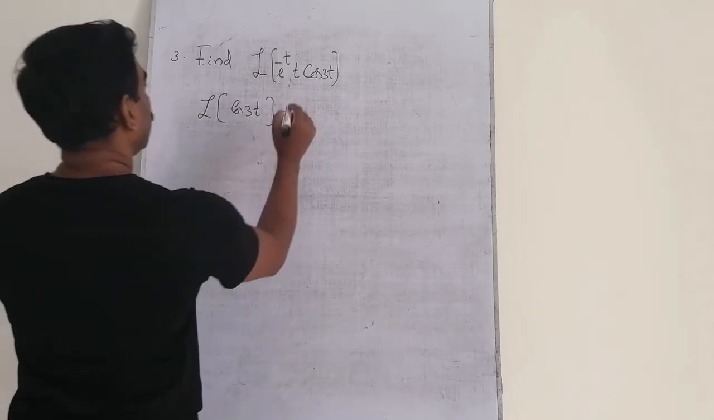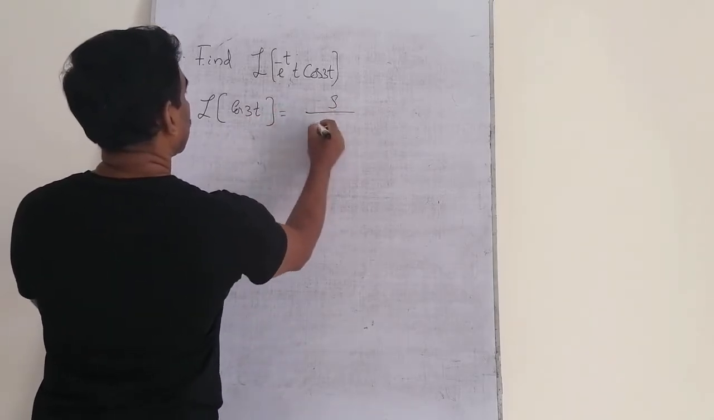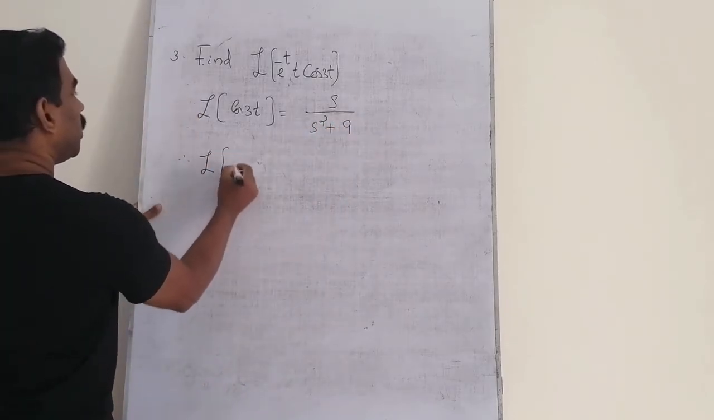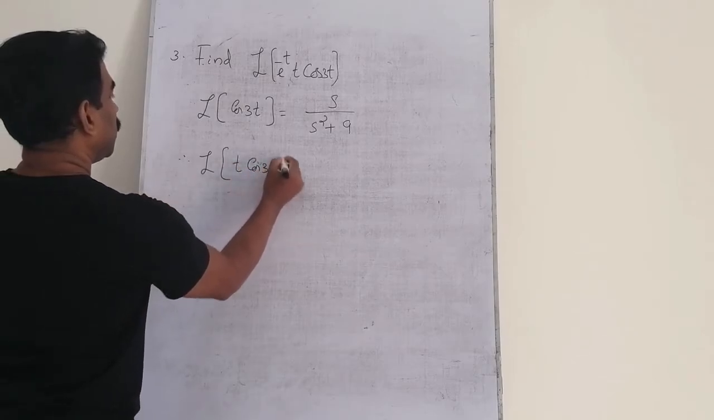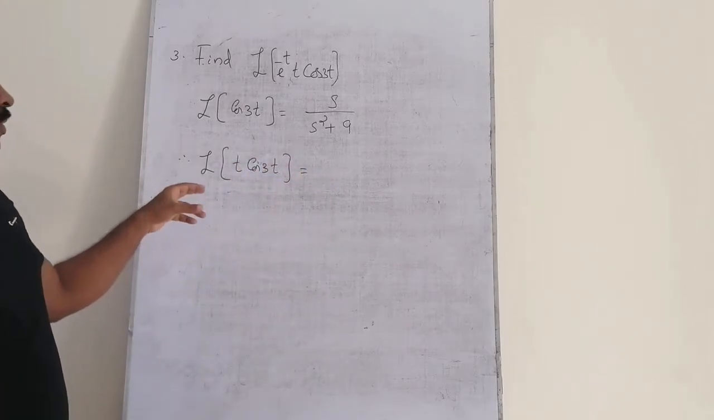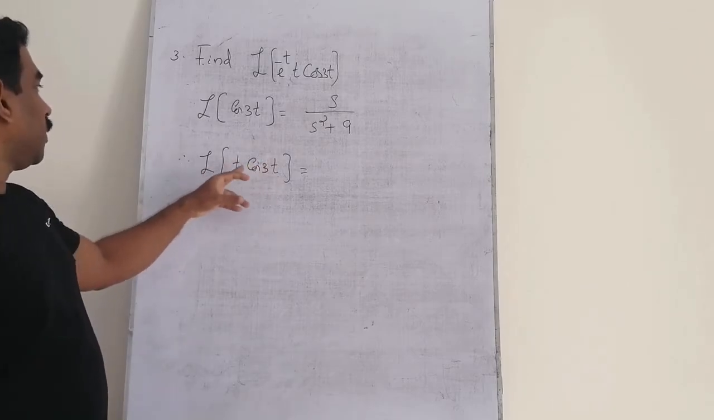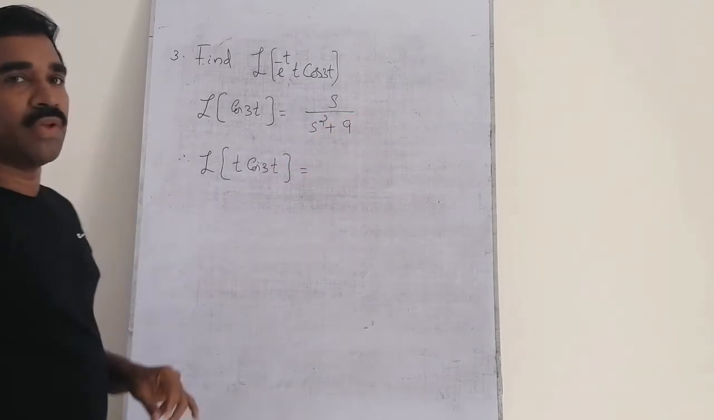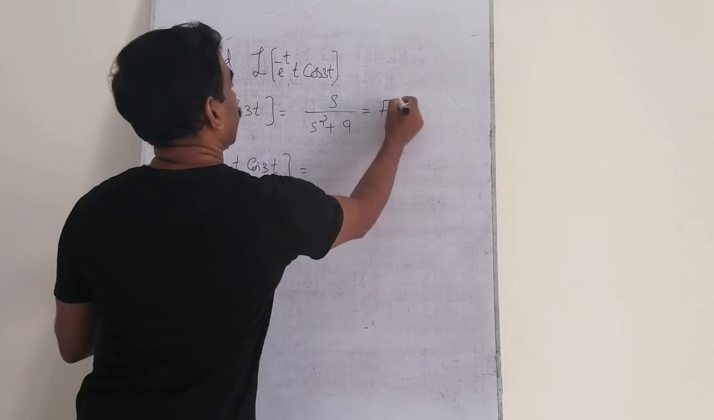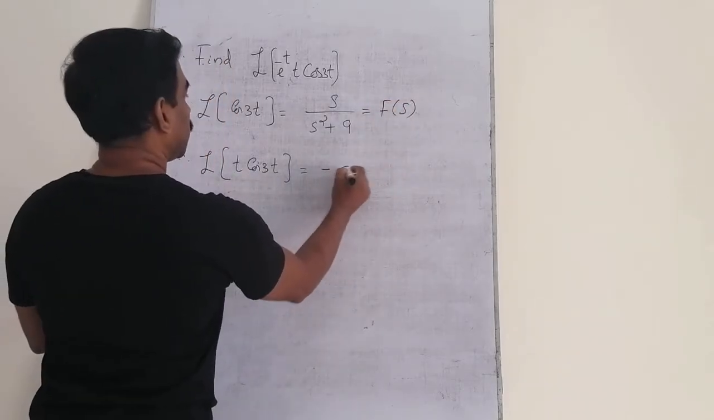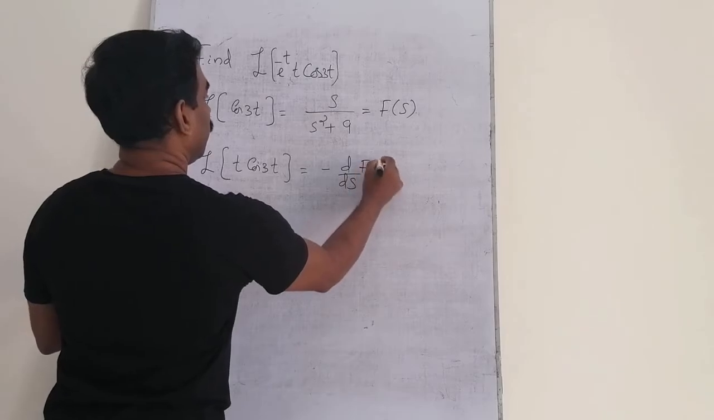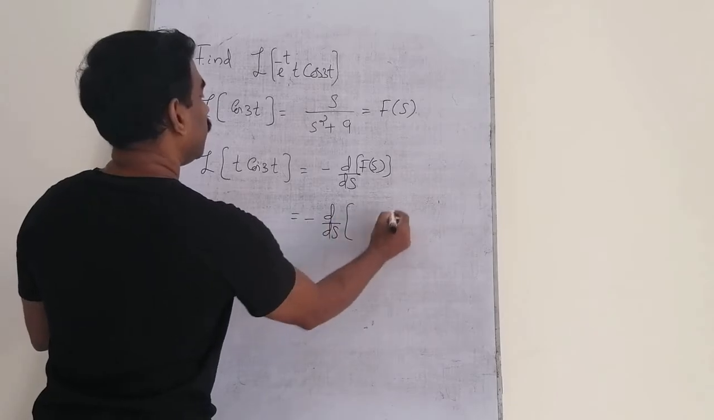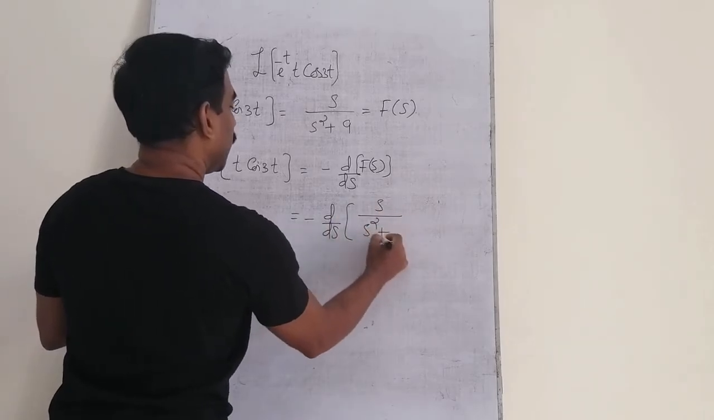Transform of cos 3t is equal to, comparing with the standard result, s by s² plus a², that is s by s² plus 9. Therefore, Laplace transform of t cos 3t, applying the multiplication by t property. We know that Laplace transform of t f(t) is equal to minus 1 into the derivative of the Laplace transform of the given function. Let us call this F(s). So this will be equal to minus d by ds of F(s), which is minus d by ds of s by s² plus 9.